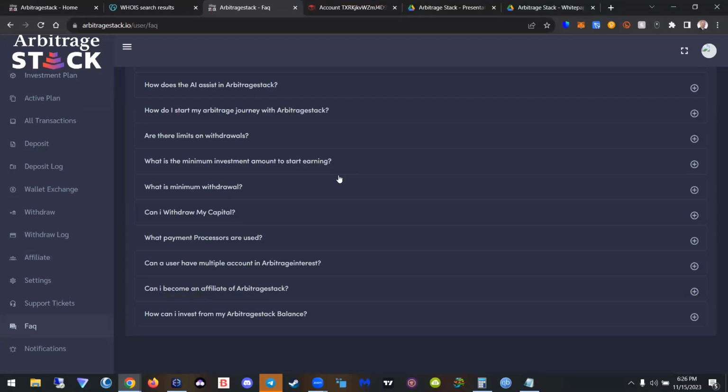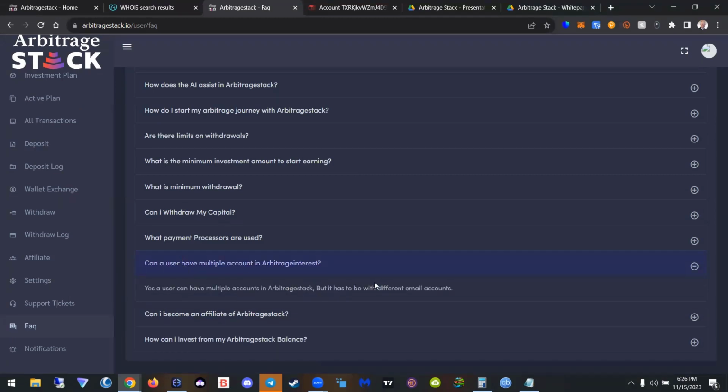This next issue is a big issue for me. And it may seem like a petty issue to many people, especially if you're not planning on referring anybody. But let's see. Can a user have multiple accounts? I mean, the wording on this is just terrible. Yes, a user can have multiple accounts in arbitrage stack, but it has to be a different email account. Okay. So basically, they allow multiple accounts with different email addresses.